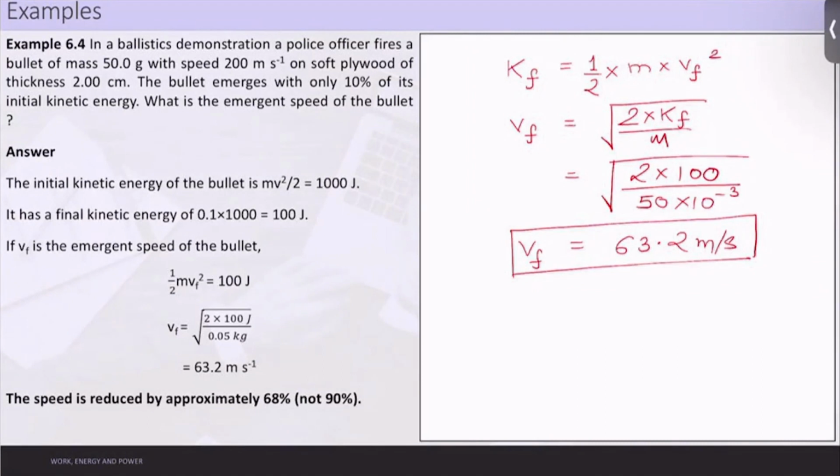So that being said, what is the final conclusion here? The final conclusion is that the speed is reduced by approximately 68% and not 90%. One may say the kinetic energy is reduced to 10%, so the velocity will also reduce to 10%. But in the actual case, the velocity V final is not equal to 10% of Vi. It is only reduced by approximately 68%. So that is one more conclusion here.